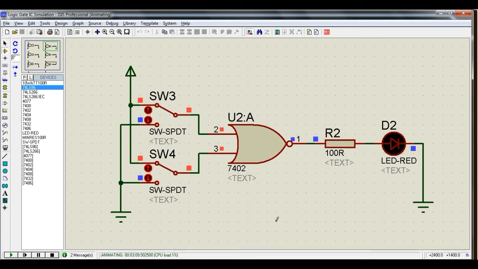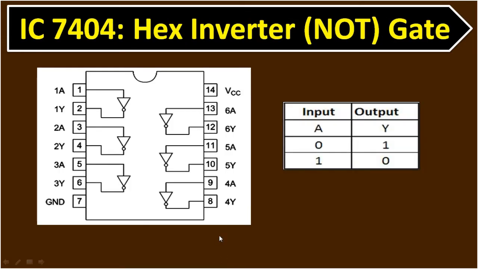Now let us move towards the third gate, that is 7404. Okay, 7404 is the NOT gate, and it is called the hex inverter IC, hex inverter gate. The pin diagram is again the same, where pin number 14 is VCC and pin number 7 is ground. Now all the gates are facing towards the downward side, and as we know the NOT gate has only one input and one output, so that's why a total of 12 pins are free, and in these 12 pins the 6 gates are fabricated.